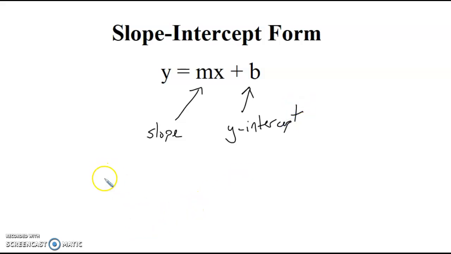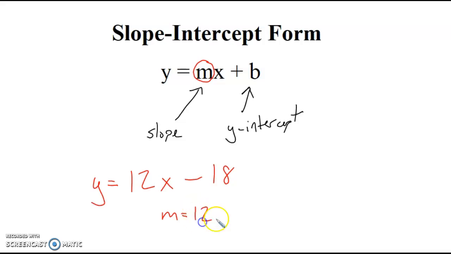For example, if we had the equation y = 12x - 18, and I asked what's the slope? Well, the slope is the coefficient of x, or whatever is multiplying by x. So right here, our slope, or our m, would be 12. And if I asked what's your y-intercept? Well, that's our plus b at the end. Here it says plus b, but here it says minus 18, so our b value would be negative 18, because technically this is adding negative 18 at the back.